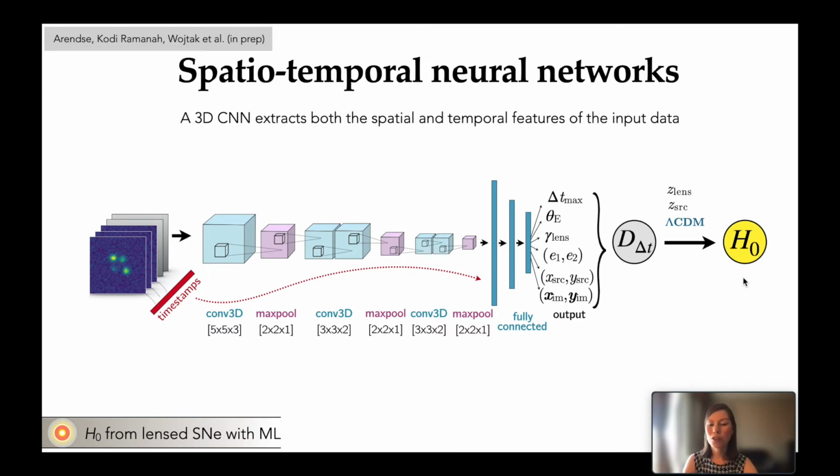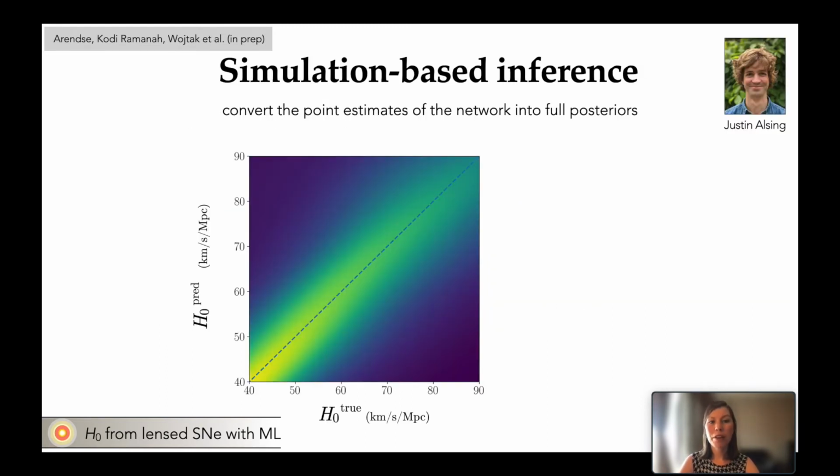Now this pipeline so far would only provide us with point estimates of the Hubble constant, but of course we are actually interested in the full posteriors to get the final uncertainty on H0. So to do this we use a simulation-based inference framework to convert these point estimates into posteriors. And simulation-based inference is also sometimes referred to as likelihood-free inference or implicit likelihood inference. So it has many names, but the idea here is that the shape of the likelihood is not available analytically, so it needs to be approximated, usually by simulations.